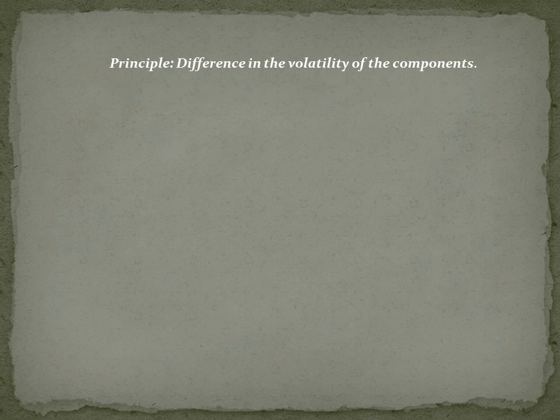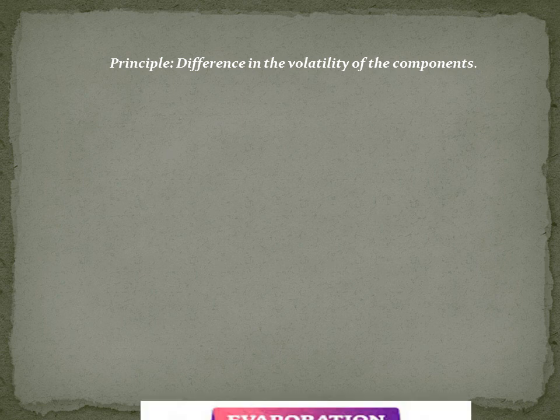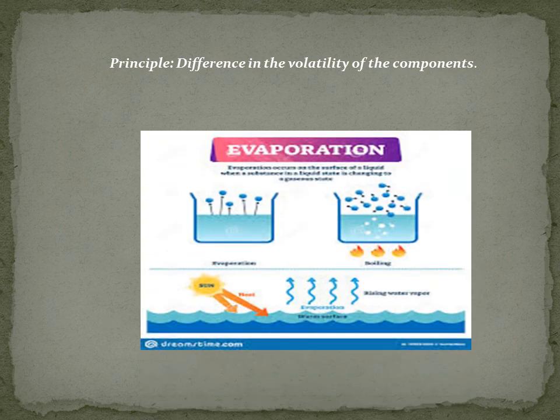Let us see the principle of evaporation. The principle of evaporation is the difference in the volatility of the components. Volatility means vaporizing capacity.